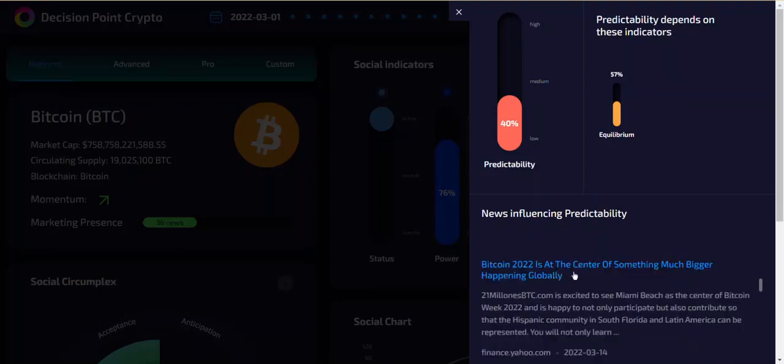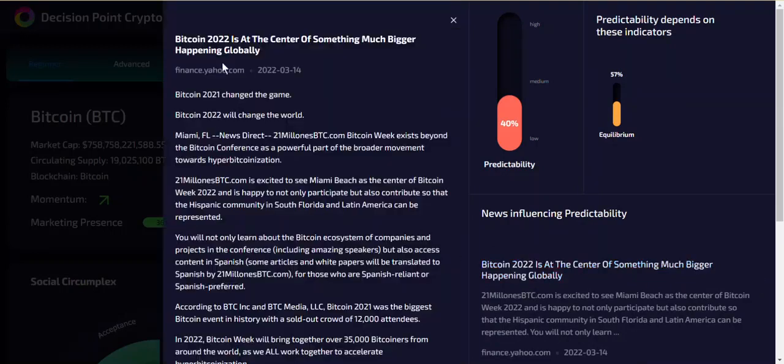Bitcoin 2022 is at the center of something much bigger happening globally. Let's see what that's talking about. Finance yahoo.com. This was an article of March 14th. Remember, we started our query on March 1st. Bitcoin 2021 changed the game. Bitcoin 2022 changed the world, and it goes on to talk about what's happening there.